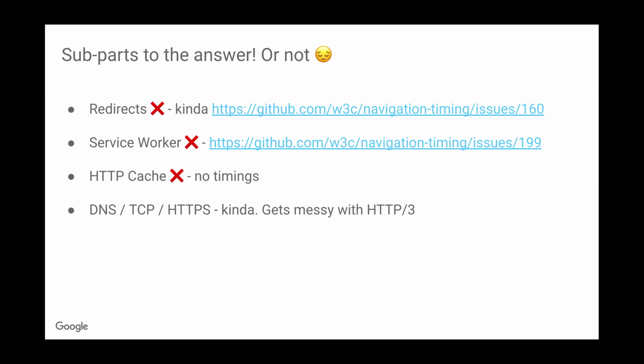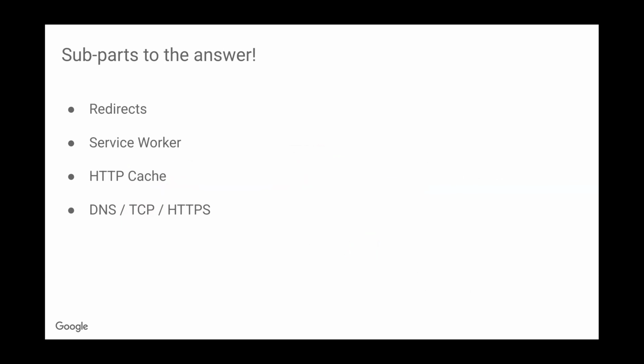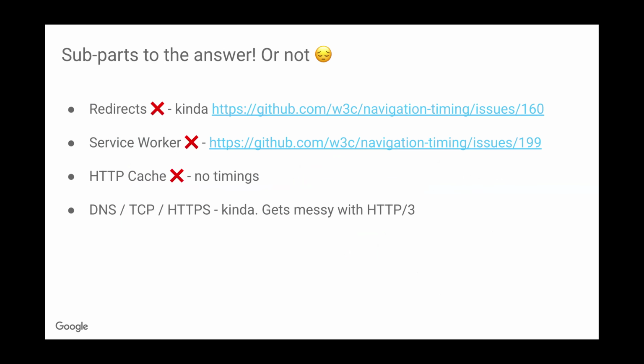The HTTP cache has no timings. If we return to the diagram, you'll see some of them have start timings, some of them have end timings, some of them have neither. HTTP cache doesn't have either, so you are looking at the domain lookup start to try and guess that. If there's no worker, you can kind of guess it. If there is, it gets really messy. And yeah, DNS, TCP, and HTTPS is there. It gets somewhat messy with HTTPS, where the last two are joined together. So it's a little bit messy, what you're getting there.